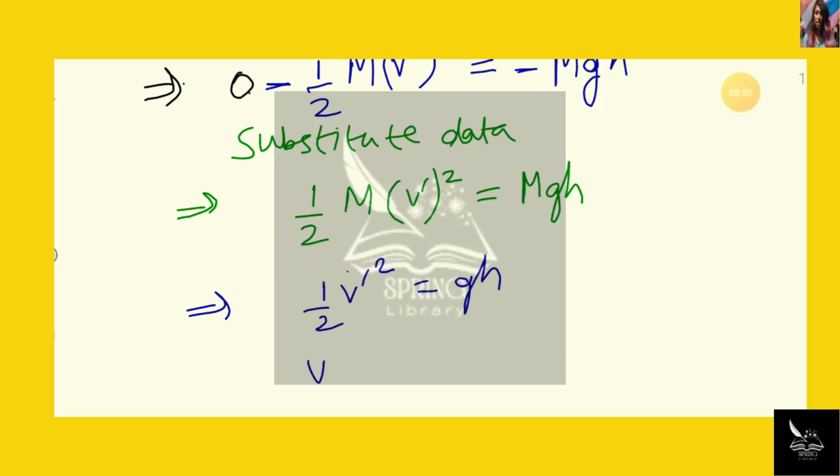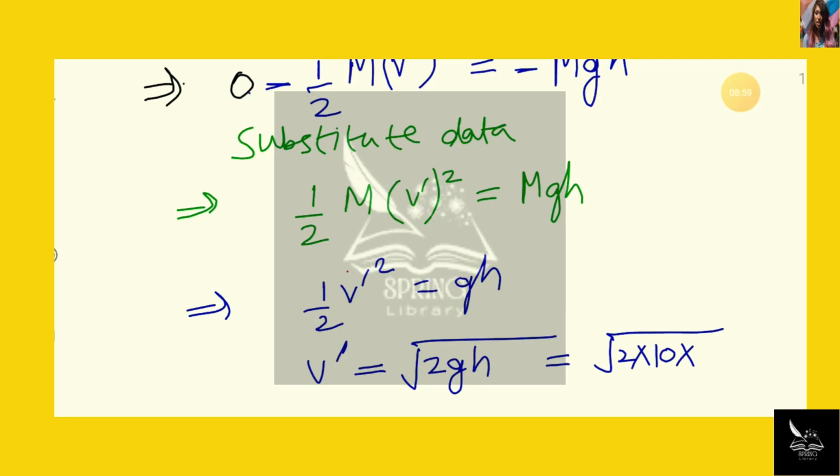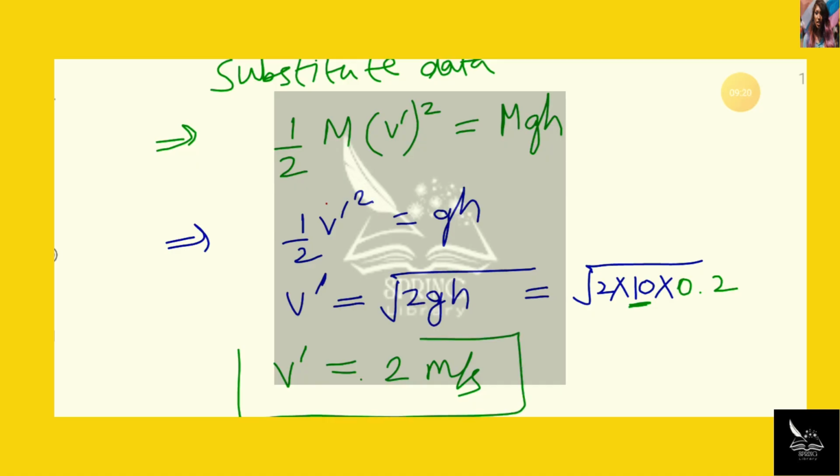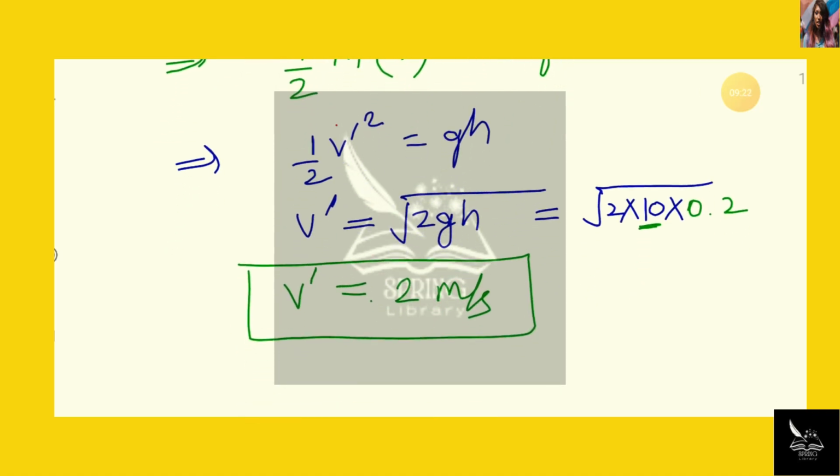So simplifying it, v dash will be the square root of 2gh, that means the square root of 2 multiplied by g, that is 10, multiplied by h, that is 20 centimeter, or in meter, 0.2 meter. So here I put the value of g as 10 meter per second square, and h as 0.2 meter. After solving I will get v dash equal to 2 meter per second. So this is the velocity of the wooden block after the collision.